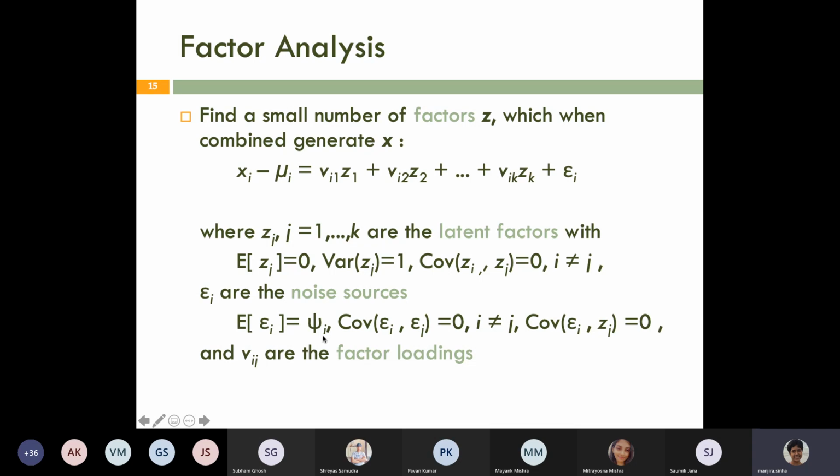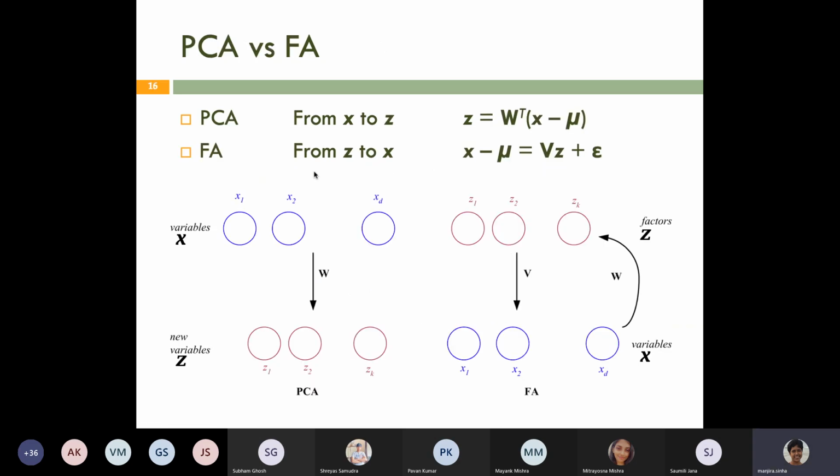Okay, each epsilon, so each noise source has a fixed mean. And these coefficients of z are called the factor loadings. That is how much each factor is contributing to make my x, or the feature vector. So what is the difference between factor analysis and PCA?